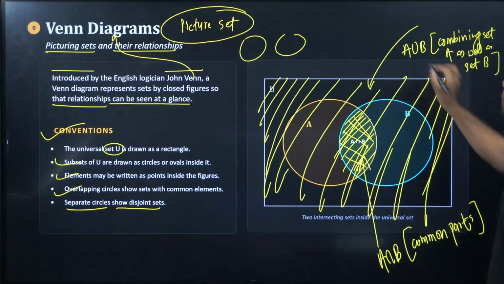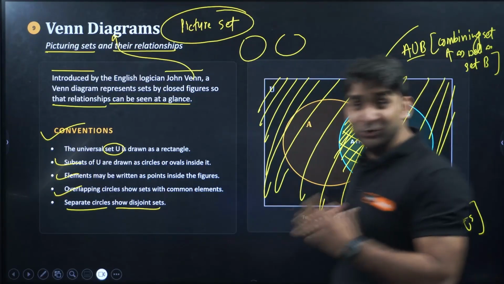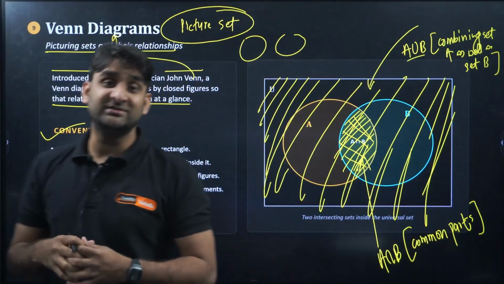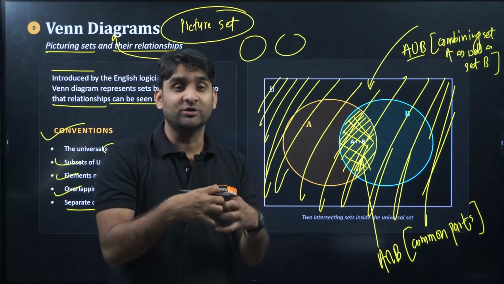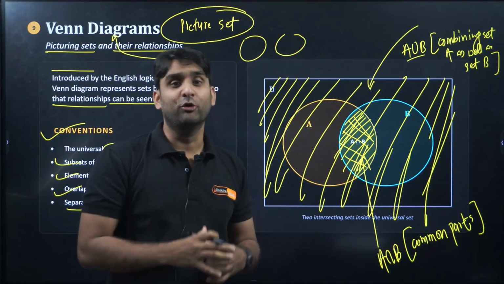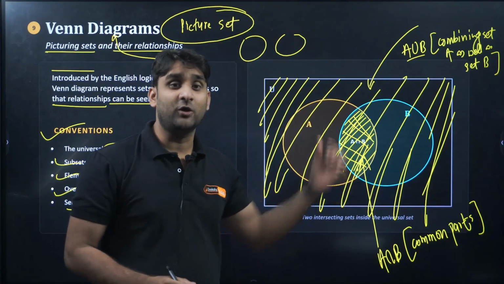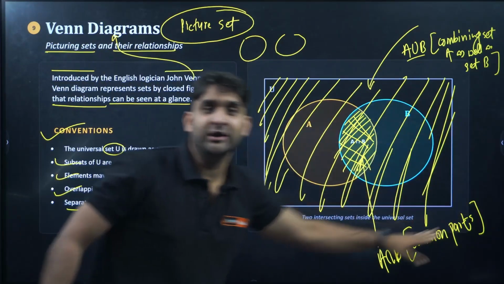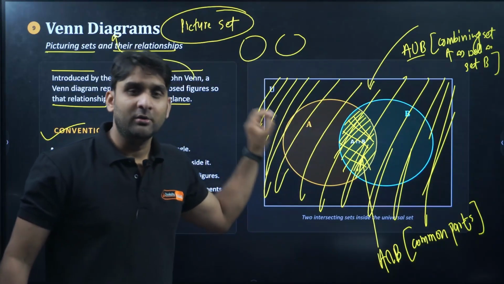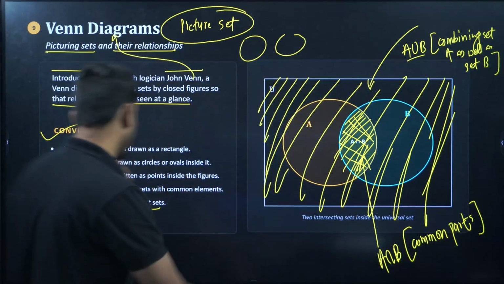So basically, union means unity. Union means the combination of both the sets, and intersection means the common part, which is present in both. This will be the common part. This is called intersection, and this entire region is called union, in which all of set A and set B will come. Okay, moving ahead.